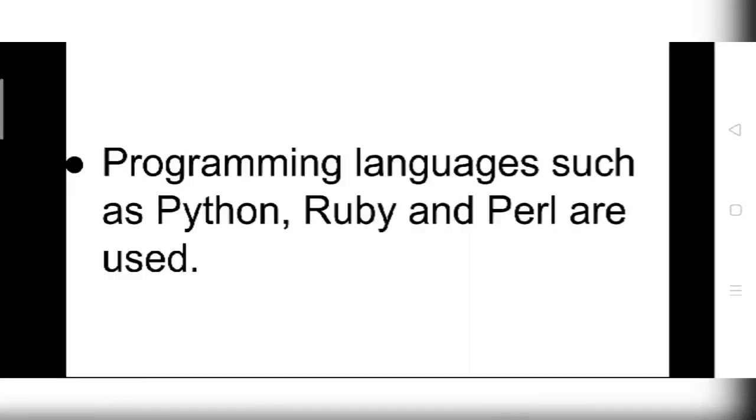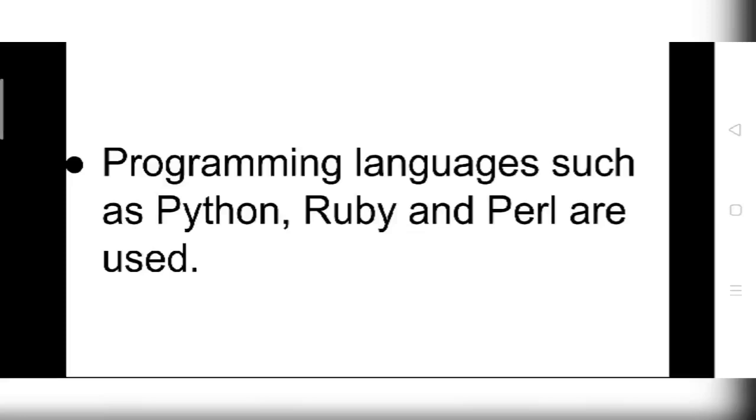Okay, now next point is: fourth generation computers use programming languages such as Python, Ruby, Perl to work. Okay, so these are some examples of programming languages which are used in fourth generation computers. Python, Ruby and Perl. These are the programming languages.